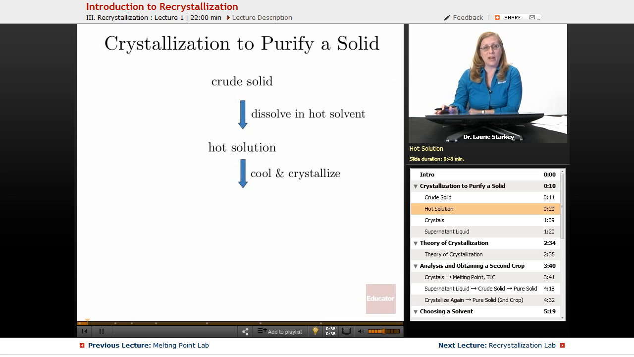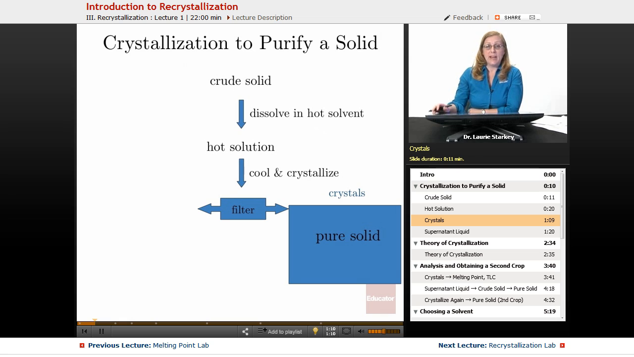We take that hot solution and we cool it, and that's going to cause a crystallization, because if we used a minimum amount of solvent here, then our hot solution is going to have a lot of our solid dissolved in it, and as we cool it, the solubility decreases, and our solution is going to be supersaturated. It's going to be holding too much solute for the amount of solvent that we have. So it's going to cause the solute to crystallize out. Now we have a solvent that's mixed with solid, that's mixed with our crystals, so we're going to filter. We're going to get our crystals out, and now this should be a pure solid.